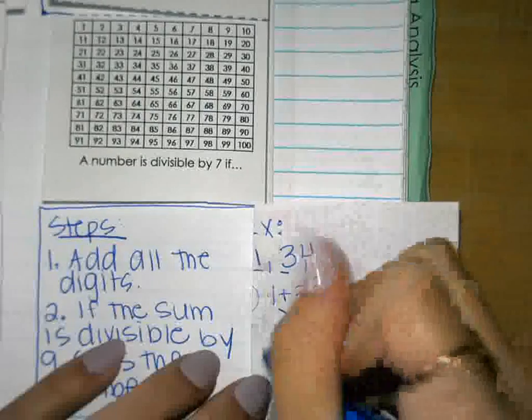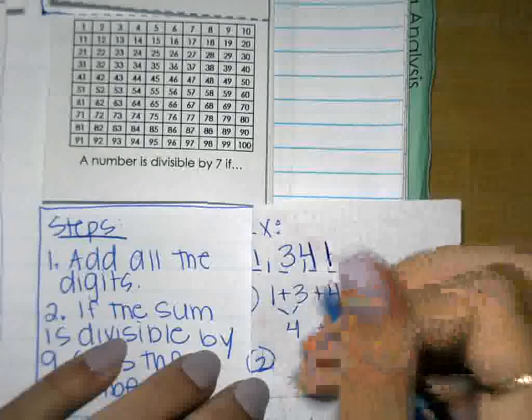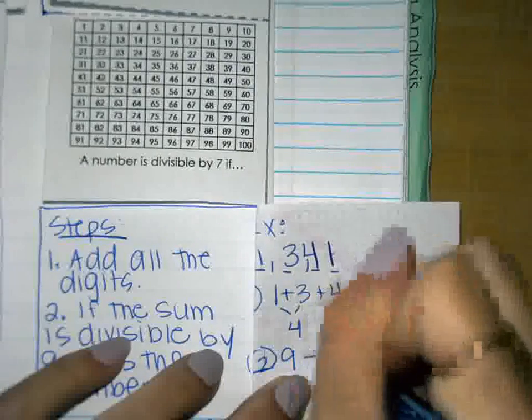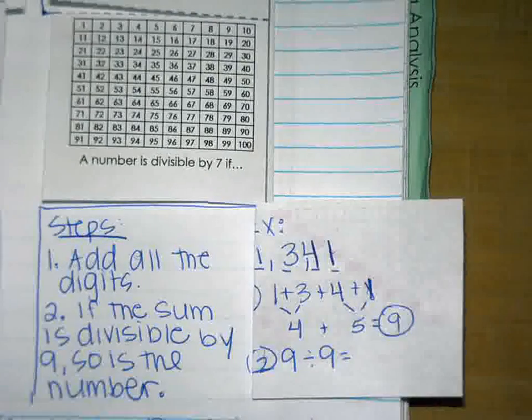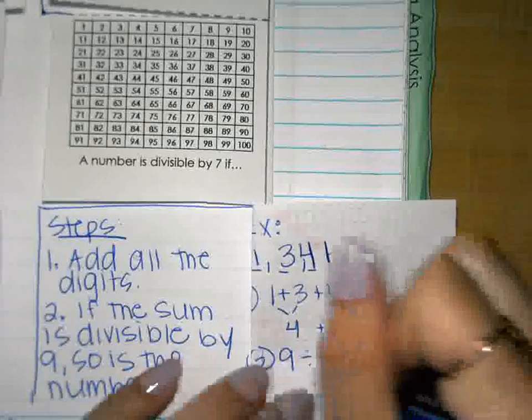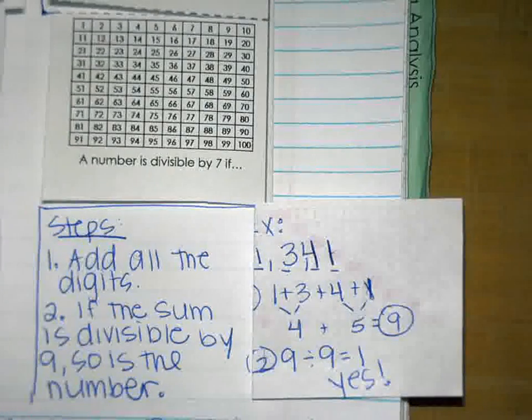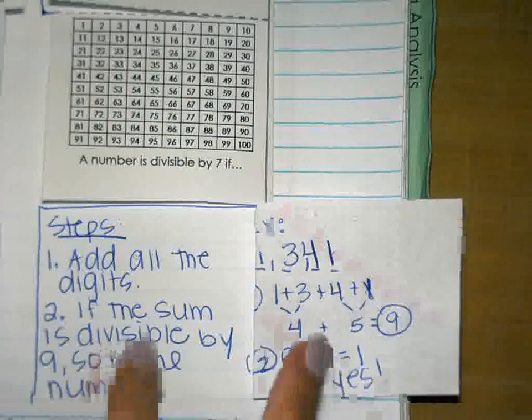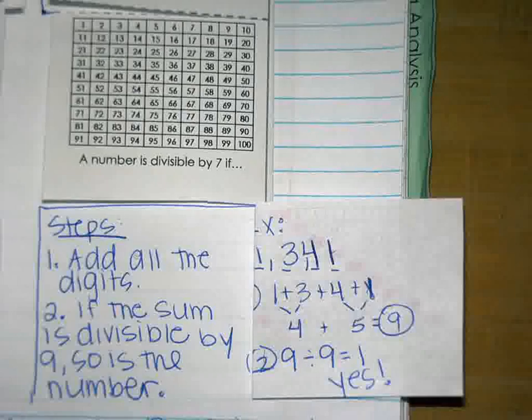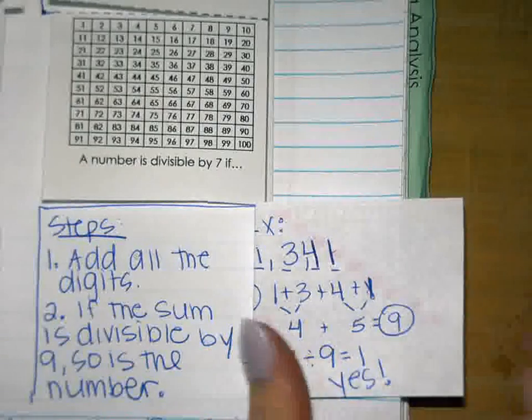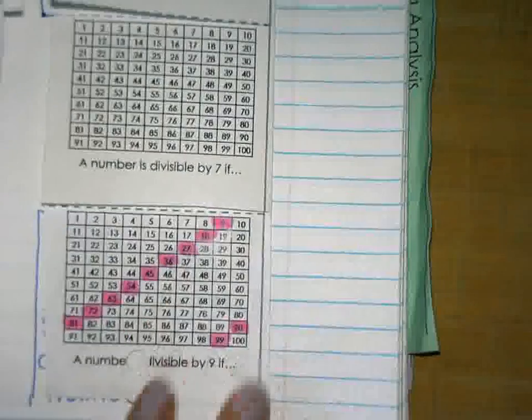So when I look here, my second step says, can I do 9 divided by 9? Well, 9 divided by 9 is 1, so yes. That means 1,341 is also divisible by 9. Once again, if you can memorize this, it will really help you out. I can guarantee you that. If you memorize it and you use it, it's so beneficial for you. But that is our 9 rule.